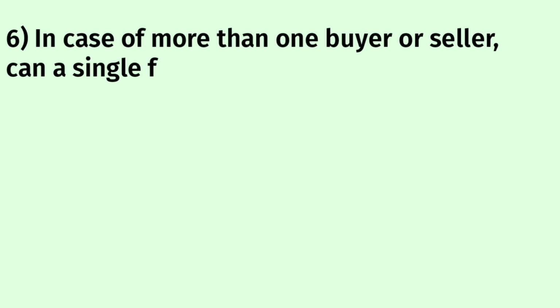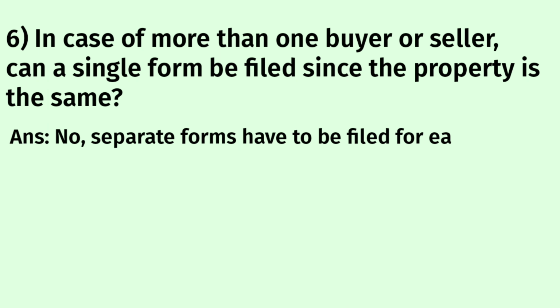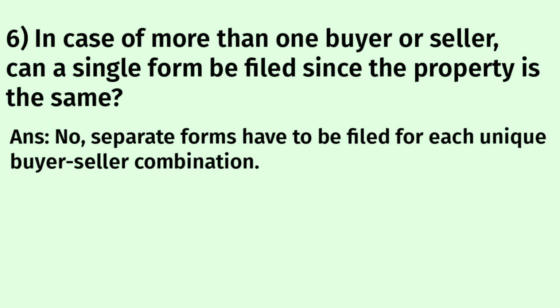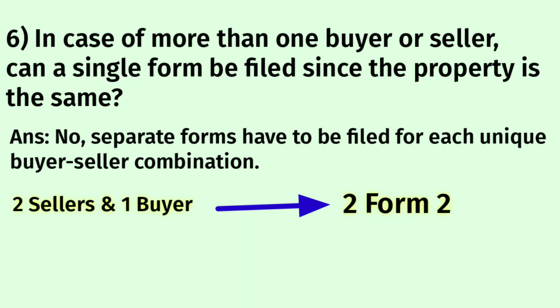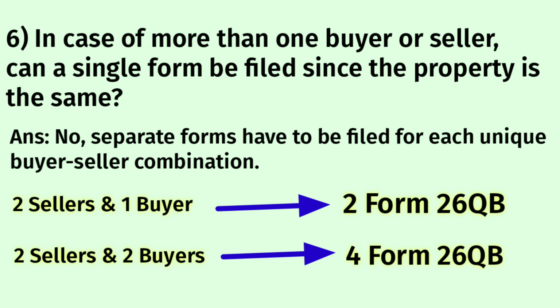The sixth question: in case of more than one buyer or seller, can a single form be filed since the property is the same? No. Separate forms have to be filed for each unique buyer-seller combination. So in case of 2 sellers and 1 buyer, 2 Form 26QB have to be filed. Similarly, in case of 2 sellers and 2 buyers, 4 Form 26QB have to be filed.